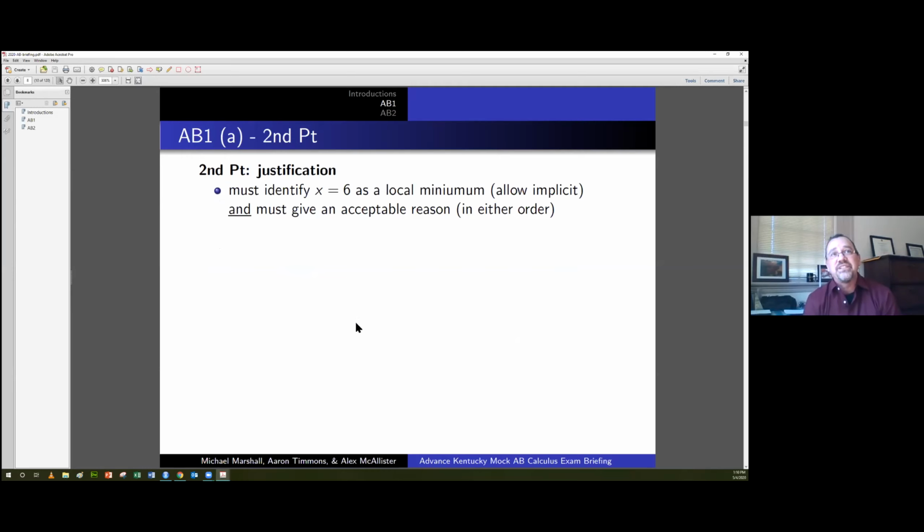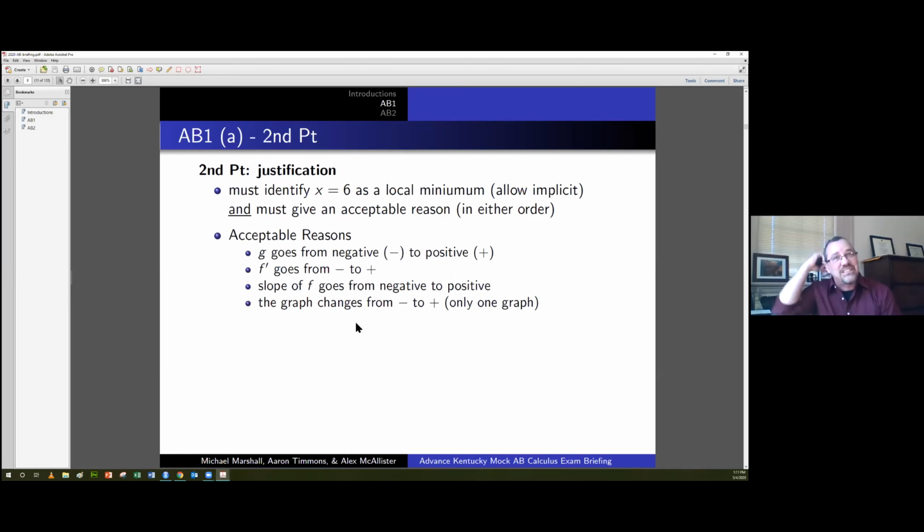The second point for justification, so what are we looking for there? We need the students to identify x equals 6 as the local minimum. I mentioned allow implicit. You might just see a statement x equals 6, right? Well, the prompt is to identify the minimum. So if we just see that, we'll think about that as them identifying that as our minimum. And they have to give an acceptable reason in either order, right? We might see the reason and then their conclusion x equals six, or maybe they just say up front x equals six and then talk about why. Either order is certainly just fine.